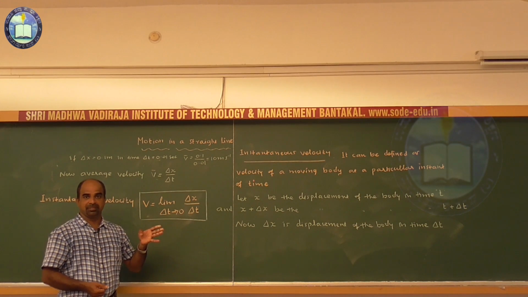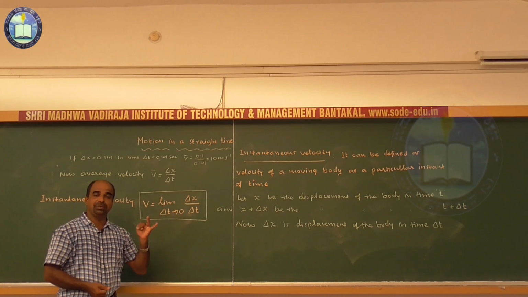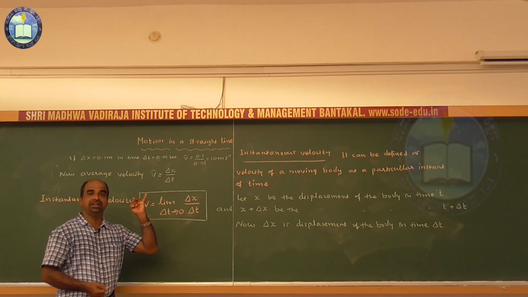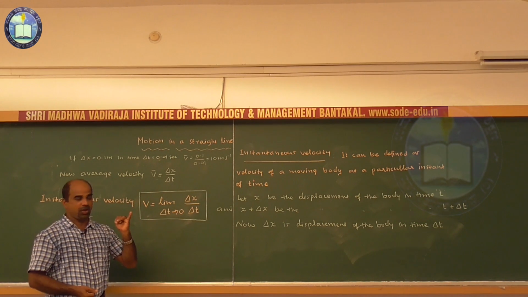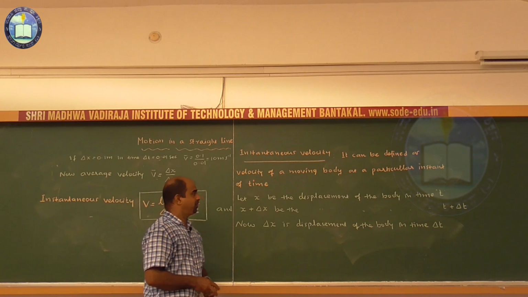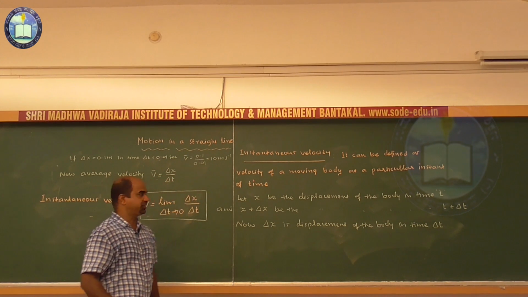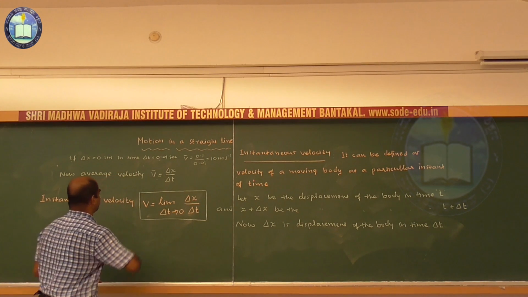So first type of velocity: uniform velocity. Average velocity. Instantaneous velocity. I hope that all of you understood clearly. Now I am going to discuss the difference between speed and velocity. Very important questions.